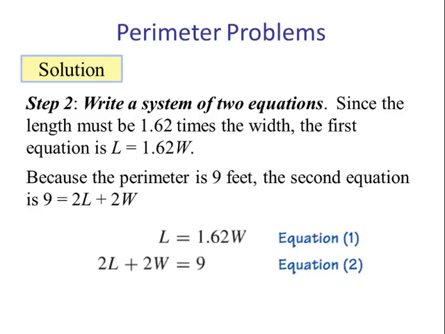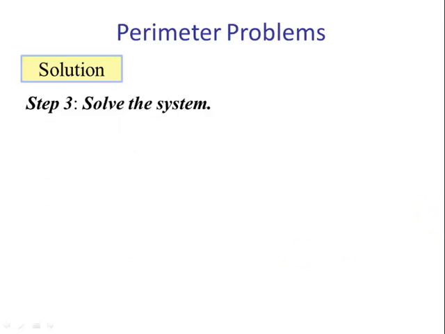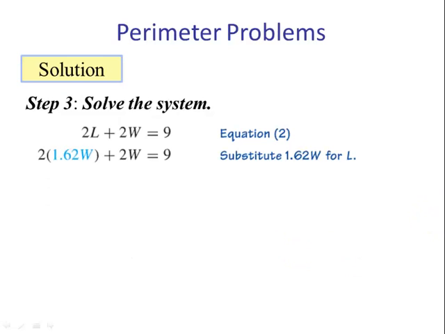So step 3, we're going to solve this system. The easiest way to solve this system is by substitution, since we have L is equal to 1.62 times W. So we solve the system. Wherever we see an L, we substitute 1.62W. Now we have an equation that only has W's. We can solve for one variable using one equation.